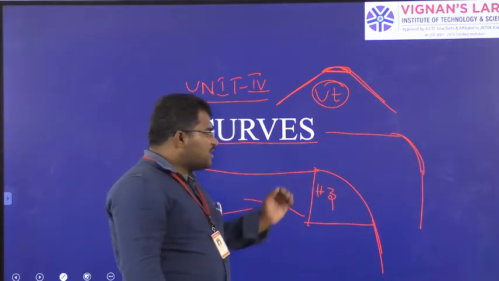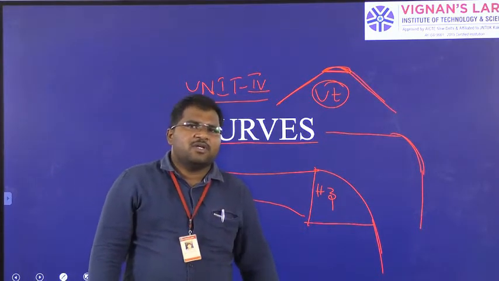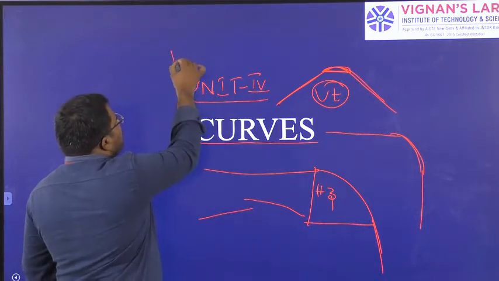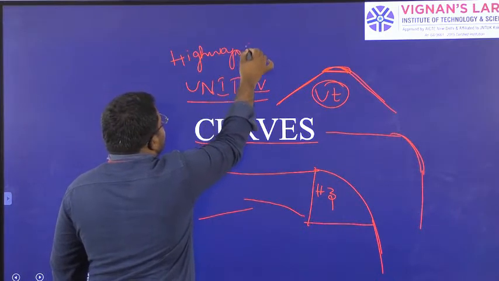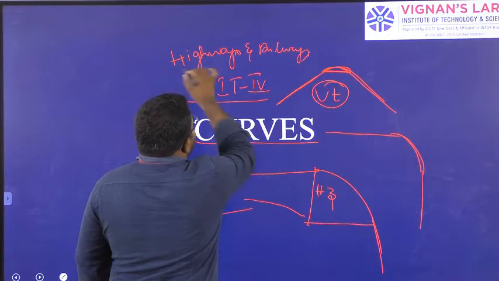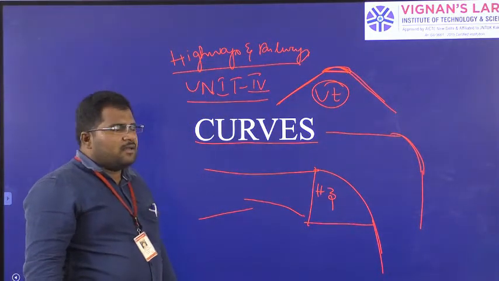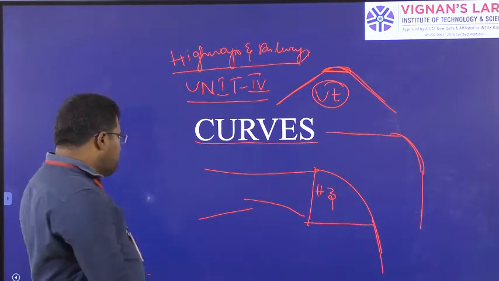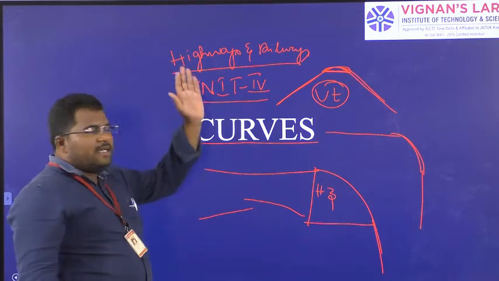Where will these curves be used in the field of civil engineering? We are going to use them mainly in the case of highways and railways. So in highways and railways, we can't put the railway line or highway line in a straight road.